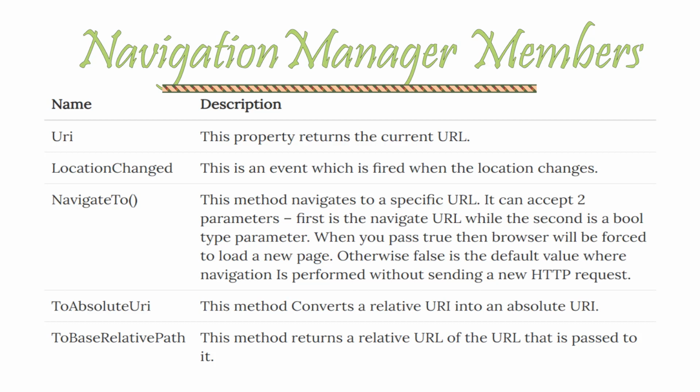So the fourth one is ToAbsoluteUri. This method converts the relative URI into an absolute URI. Okay, so it converts the URI to an absolute one, and this is the fifth one, ToBaseRelativePath. This method returns a relative URL for the URL that is passed to it.